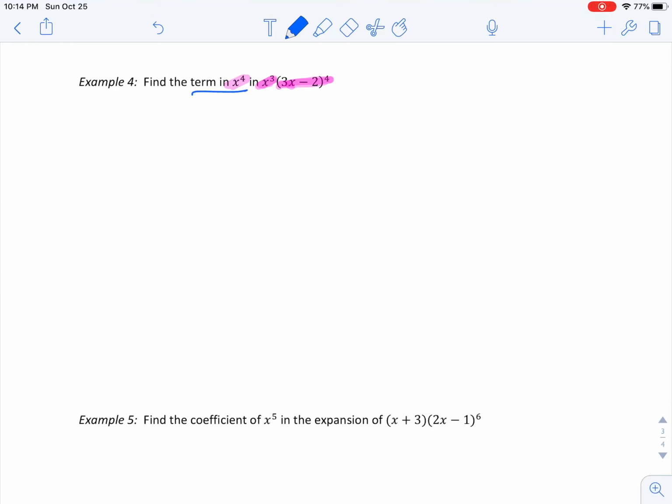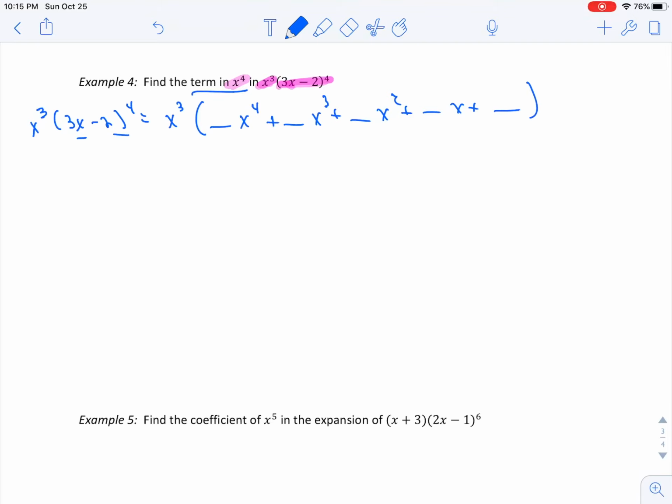If we just want the term in x to the fourth, we don't have to expand the entire binomial out. We just have to look for one particular term. So think about what x to the third times the quantity 3x minus 2 to the fourth would look like. We would still have the x to the third out in front, and then the expansion, which would start with some power of x to the fourth. Then we'd have something times x to the third, something times x squared, something times x, plus our constant at the end.